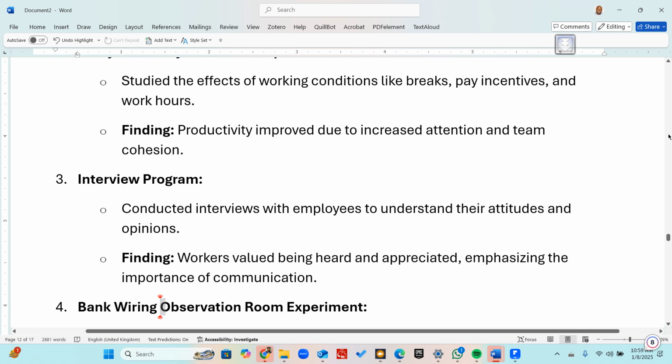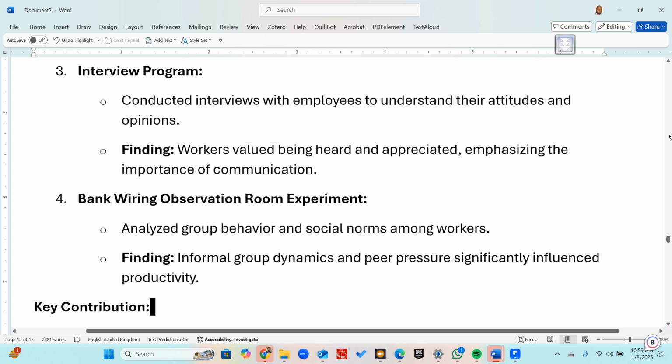Finding: co-workers valued being heard and appreciated, emphasizing the importance of communication. Bank wiring observation room experiment. Analyze group behavior and social norms among workers. Informal group dynamics, peer pressure significantly influence productivity. This is group dynamics.